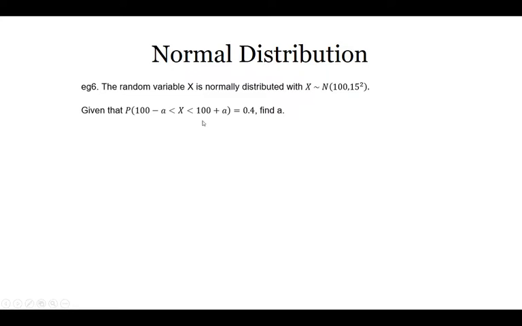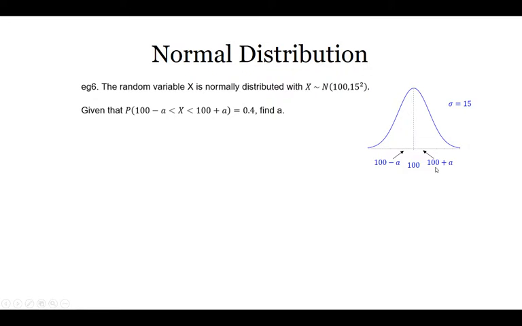We can't immediately do an inverse normal on 0.4 because it's not less than, and I don't have an easy way to make it less than. So let's have a look at it from a diagram perspective. So there's my normal curve, mean of 100, standard deviation of 15. Now 100 minus a will be one side, the low side of 100, and 100 plus a will be the same distance but the other side of 100.